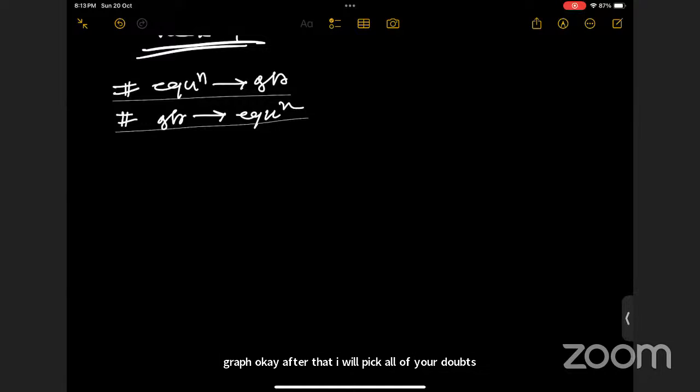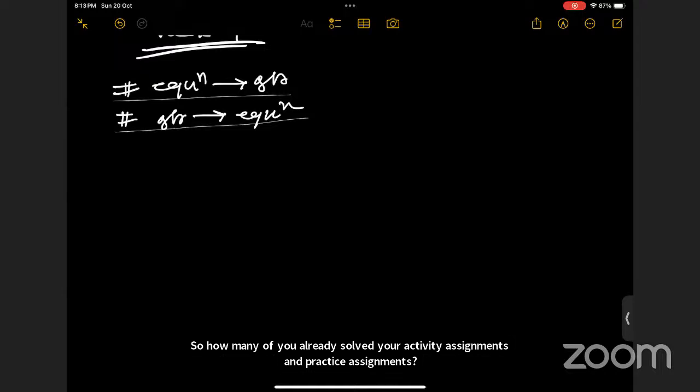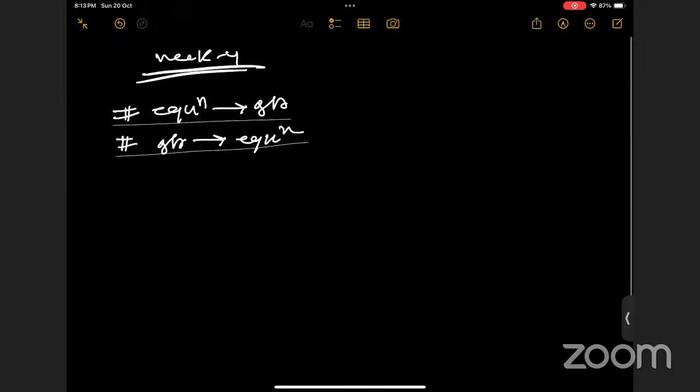So how many of you already solved your activity assignments and practice assignments? Yes, ma'am, I solved the activity assignments, but not the practice one. Okay, no problem. You can just have a look at these questions. They are not that tough. Also in this session, we will solve some of the questions.